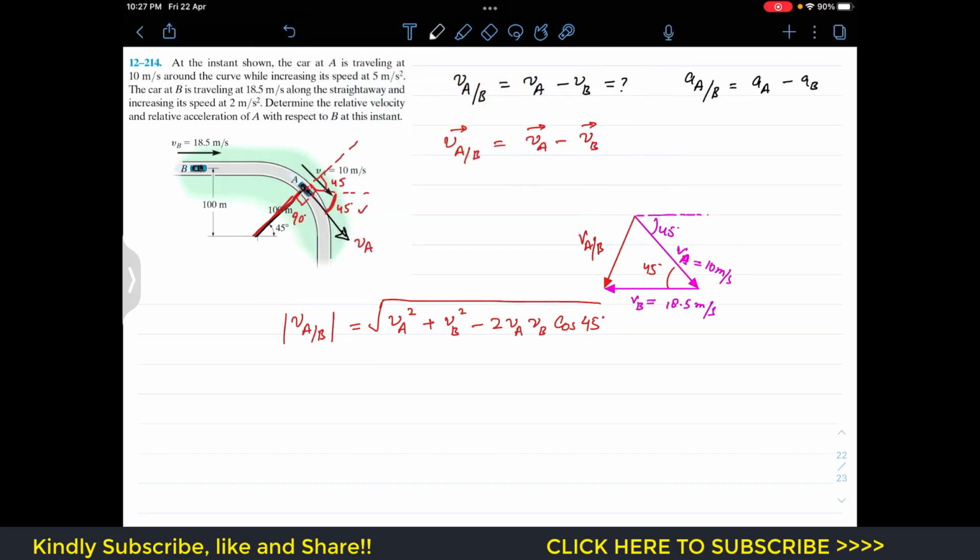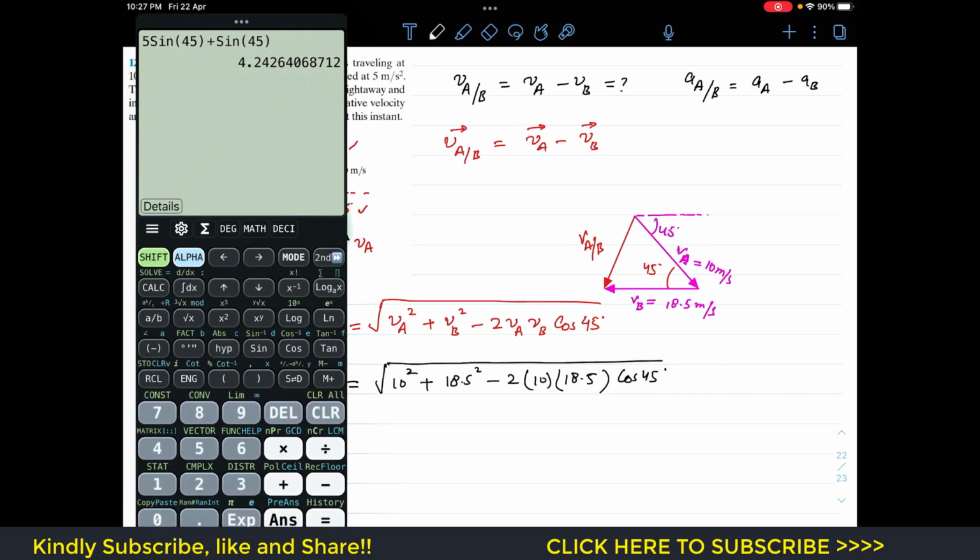This will give us the magnitude. Now we can write that VA is 10, so this is 10 squared, VB is 18.5 squared, minus 2 VA is 10, VB is 18.5 cos of 45 under the square root. So this will give us the magnitude of the relative velocity of A with respect to B.